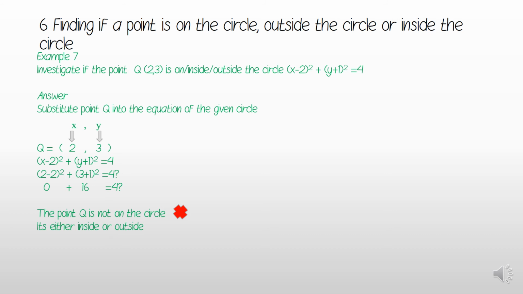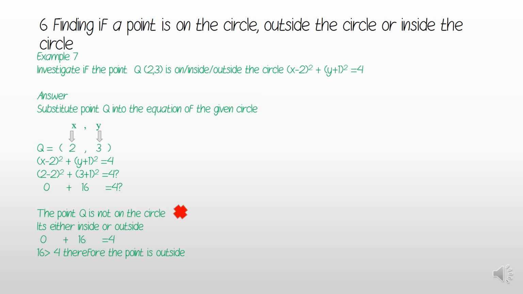So to find which one is which, we know that if the left hand side is greater than the right hand side, which we have in this case, so 16 is greater than 4, the point is outside the circle. So we can conclude that. So that will be the answer to that question.